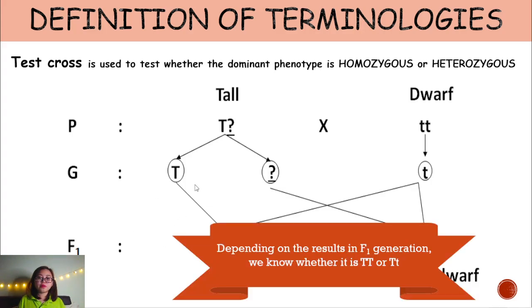Basically, when we do a test cross, depending on the results of the F1 generation, we can figure out whether the parent is big T big T or big T small t. Kalau sekarang kamu belum berapa dapat tangkap konsep ini, jangan risau, bila kita buat latihan, kamu boleh dapat gambaran yang lebih jelas dan harap-harap dapat terus ingat dan terus paham.